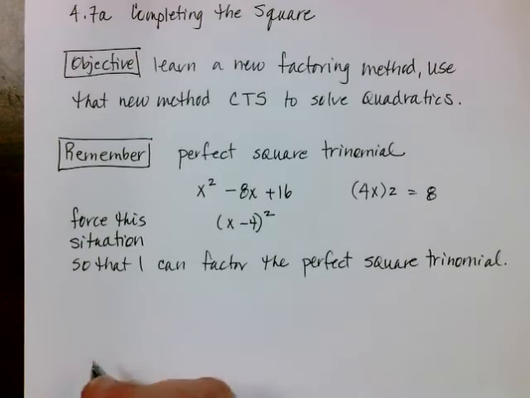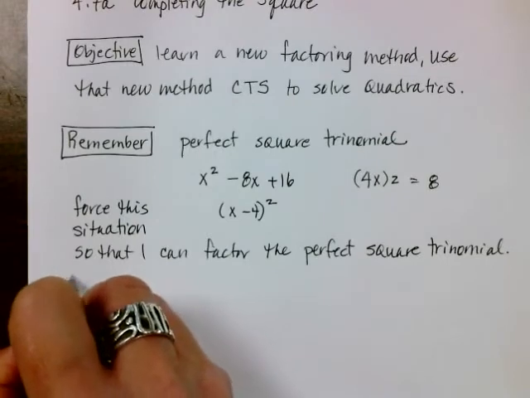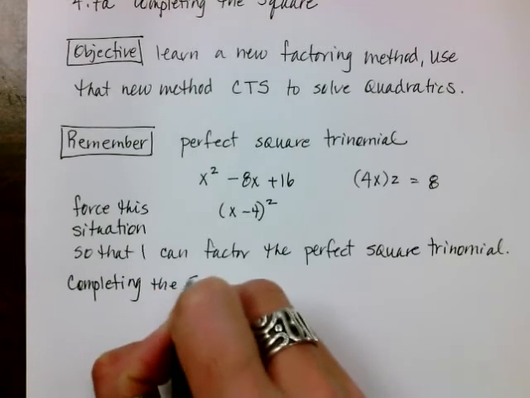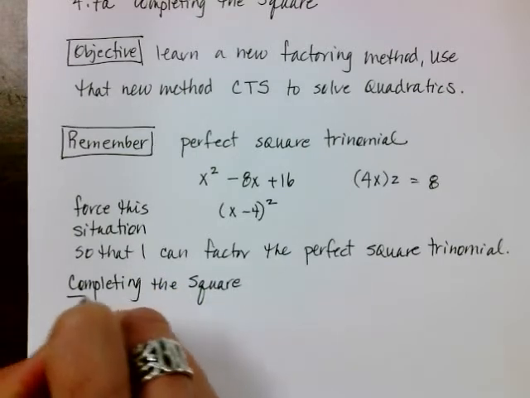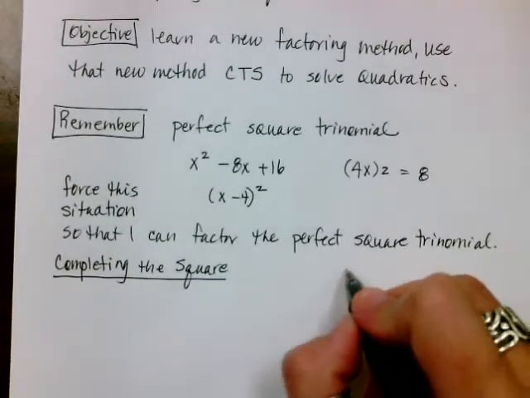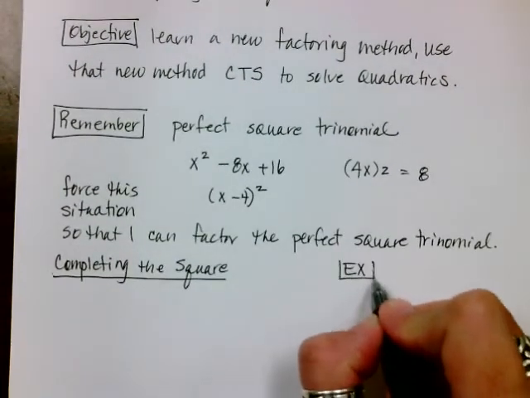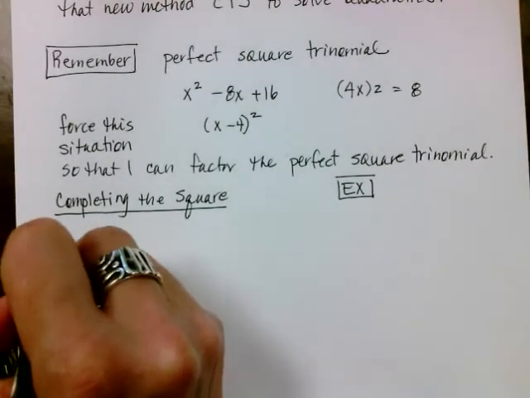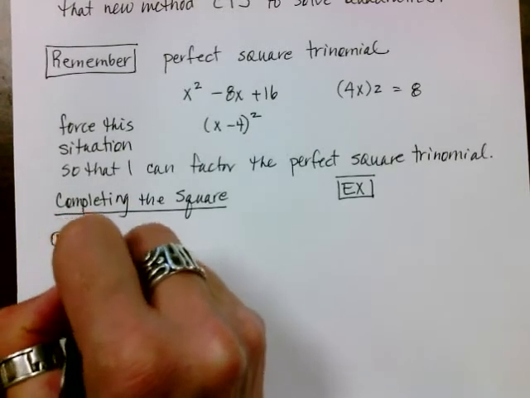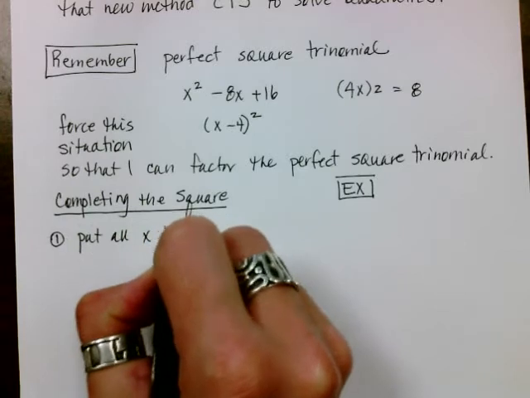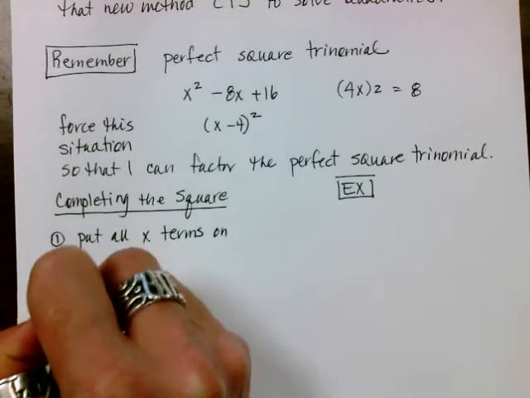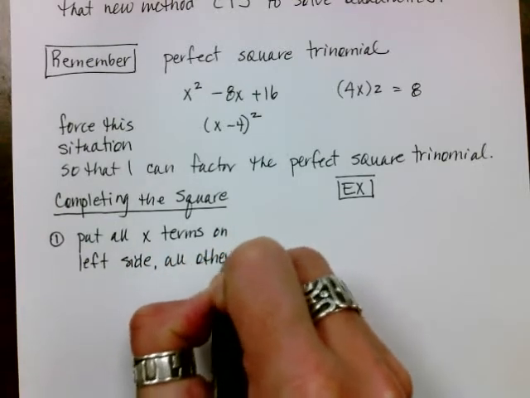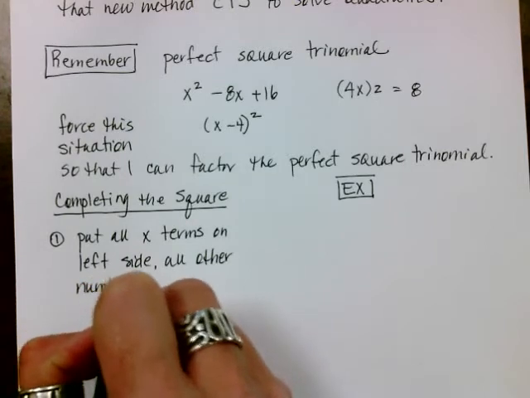All right, so what I'm going to do first is actually do a problem. On the left-hand side, I'm going to write down the rules and the steps. I highly recommend that you write these down. And then on the right-hand side, I'm going to do an example. So I'm going to do an example as I write down the steps. The first step is that I want to put all x terms on the left-hand side of the equation, and I want all other numbers on the right-hand side.